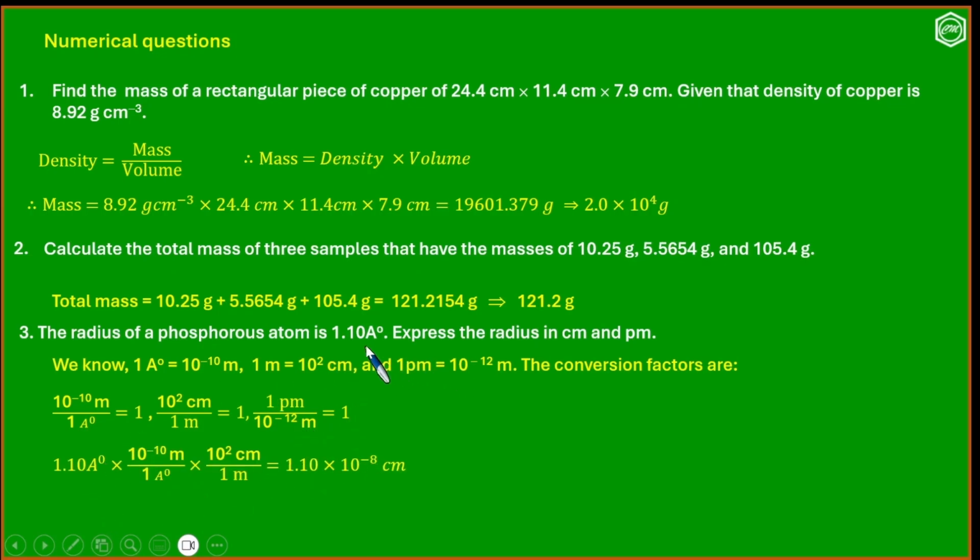So the radius is 1.10 angstrom. And first we convert it into centimeter. So 1.10 angstrom into 10 raised to minus 10 meter by 1 angstrom. So angstrom cancels. Then we multiply this by centimeter. Meter and meter cancels, so it is converted to 1.1 into 10 raised to minus 8 centimeter.